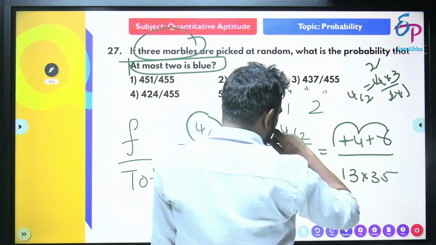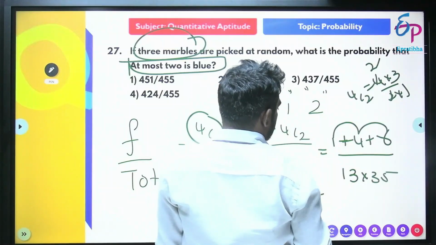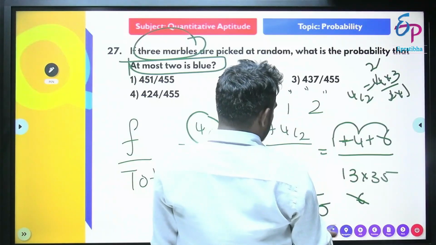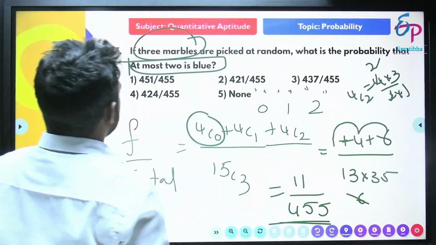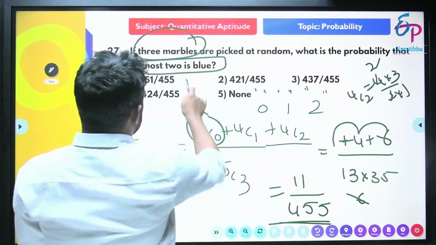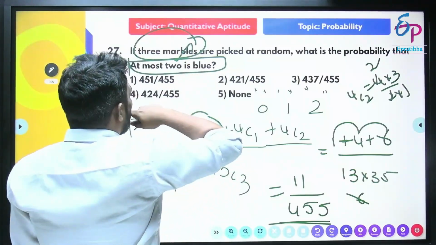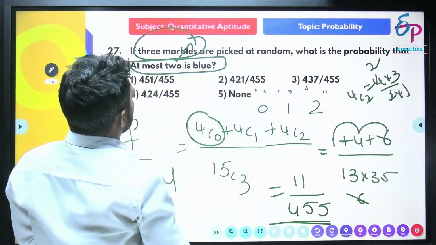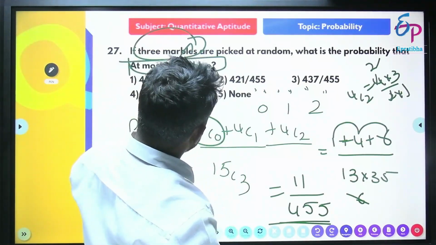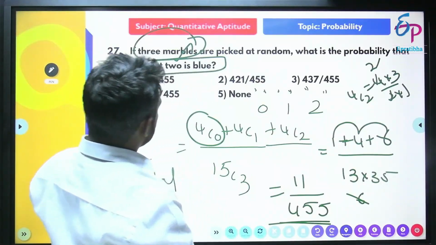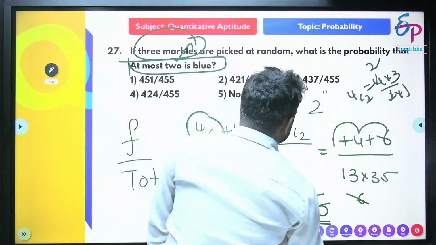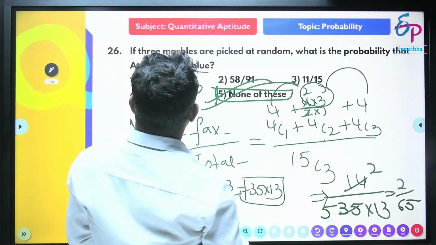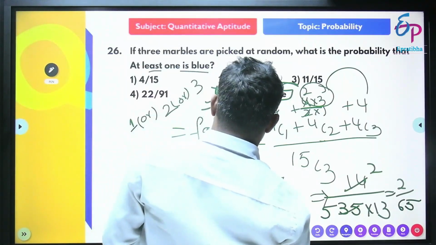11 by 35 into 13. 13 fives are 65, 13 threes are 39. 455 should be in the denominator. But in the numerator, at most 2 is blue, not at most 2. Maximum 2 is blue, right? 0 is blue, or 1 is blue, or 2 is blue. Sorry, sorry. 3 marbles we have to pick, right? Okay, okay, okay. Here also we made a mistake.